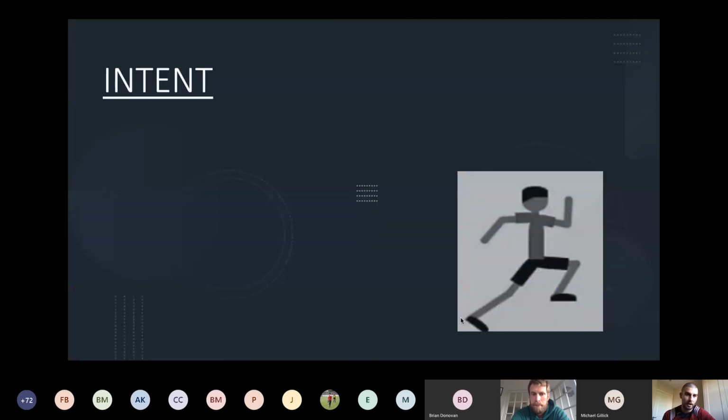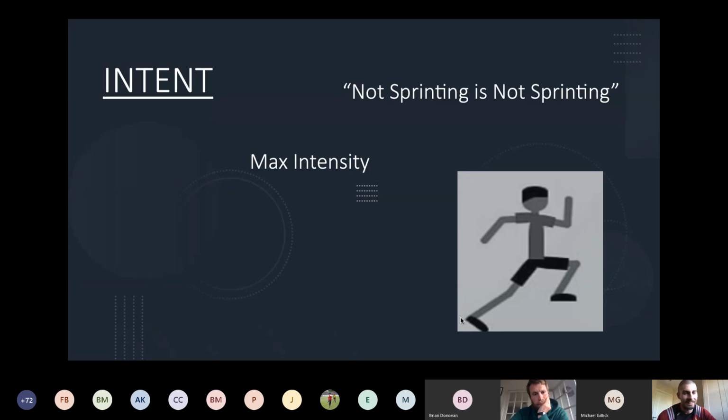The first one we're going to look at is intent. Intent is a very important part of speed training. Speed training has to be performed at max intensity, so we're looking at intensities of 95% and above. There's a famous quote by Mike Young, one of the coaches we were talking about earlier on: if it's not sprinting, it's not sprinting. If you're going at 80%, 90%, that is not sprinting. That is not going to create the adaptation. You need to go with maximum intent to create those adaptations and improve your speed.